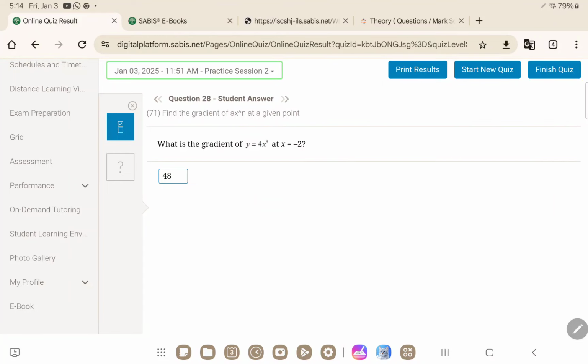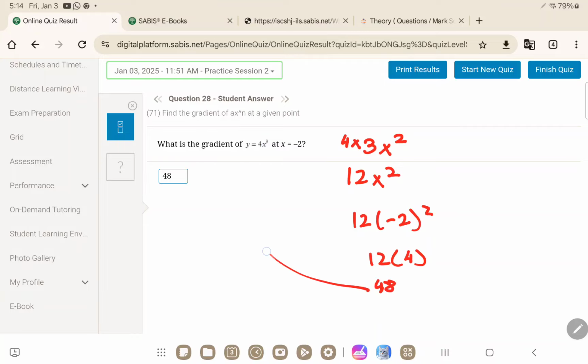Here they want the gradient, so we have to differentiate using dy over dx. So you do 4 times 3 into x squared. So 12x squared equals, we need to substitute the x by -2. So 12 into -2 squared is 12 into 4. So it's 48. And that's your answer. It's correct. Now let's move on.